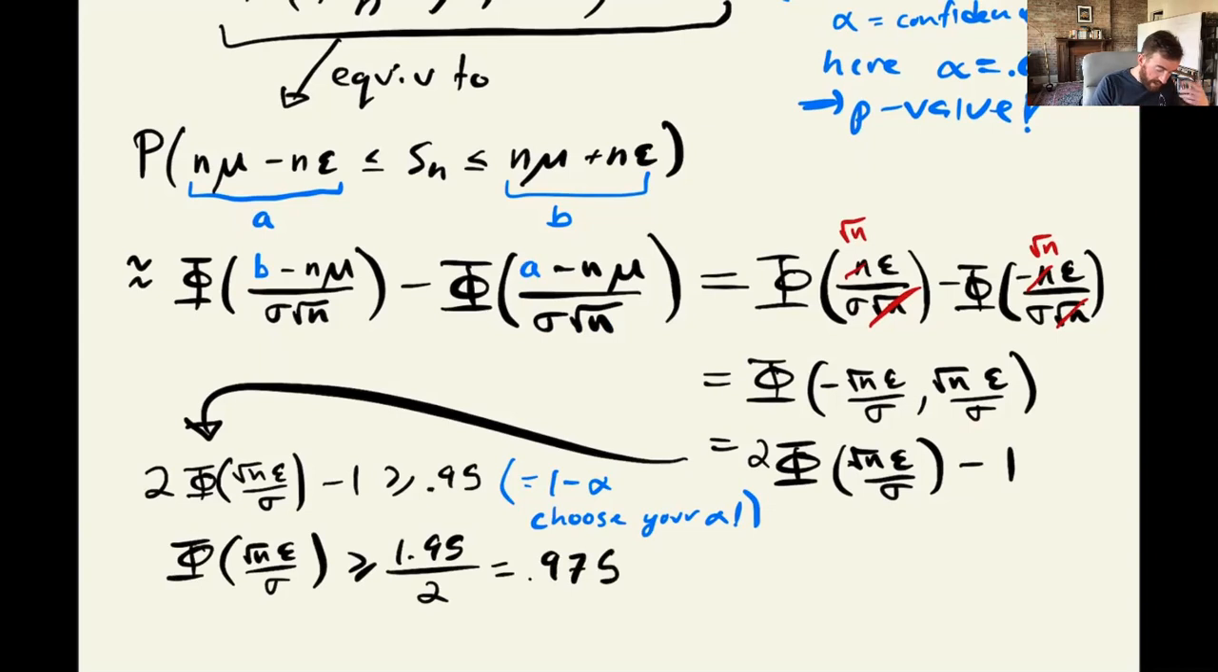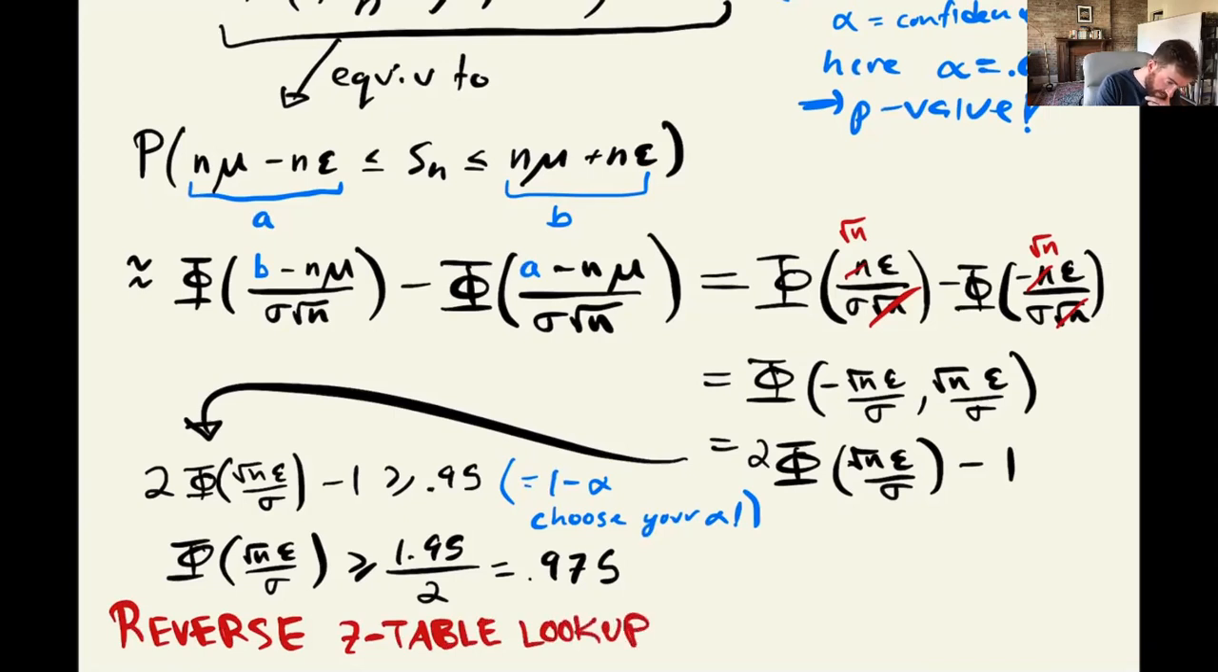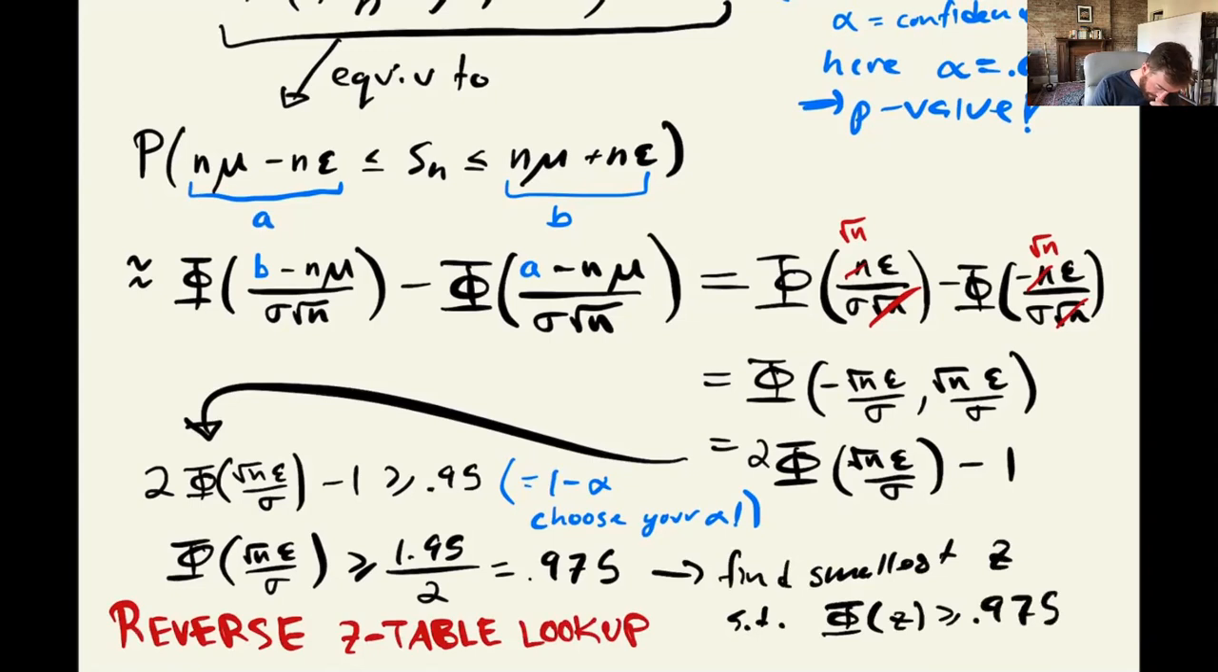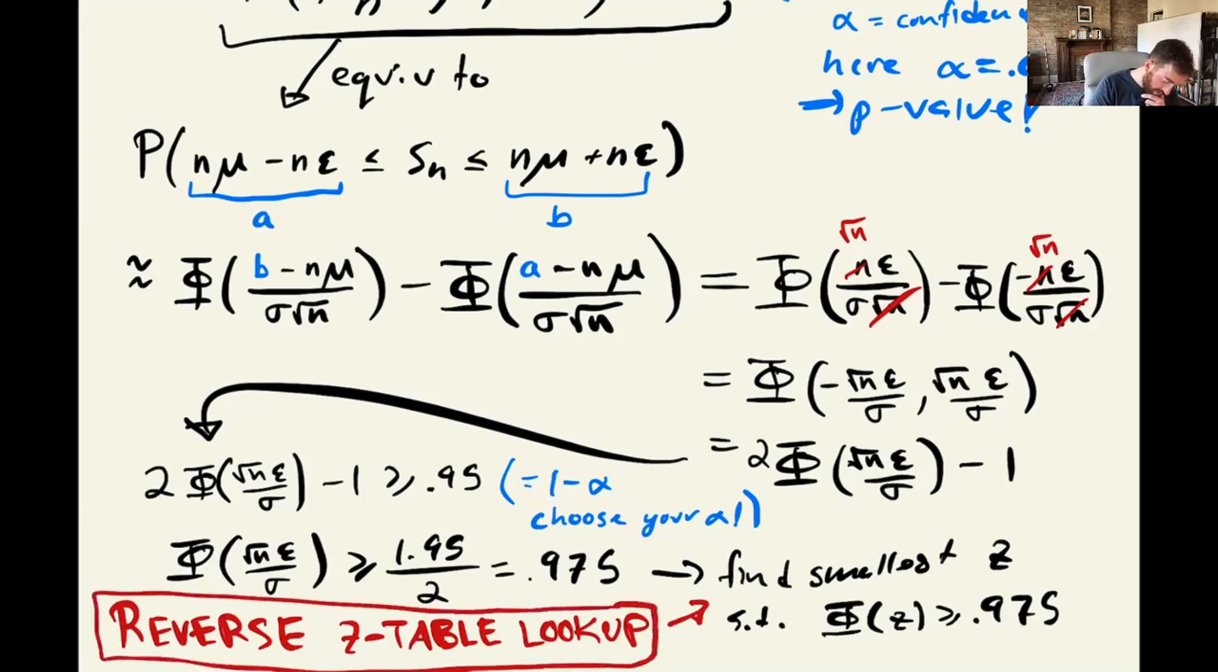So I need to find the smallest value. I'm going to do what's called a reverse z-table lookup. What we're trying to find here is the smallest z such that phi of z is greater than or equal to 0.975. Because I want this inequality to be true, I know now the value in the table that I want. So now I need to reverse engineer and find which z gives me that value in the table.